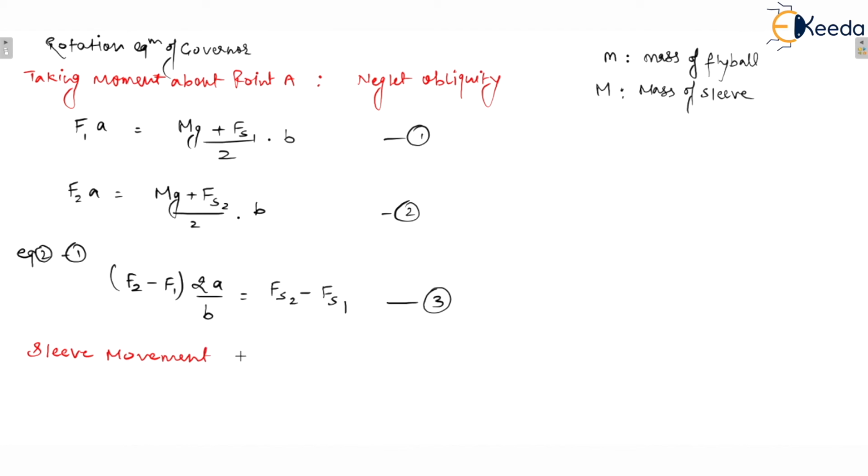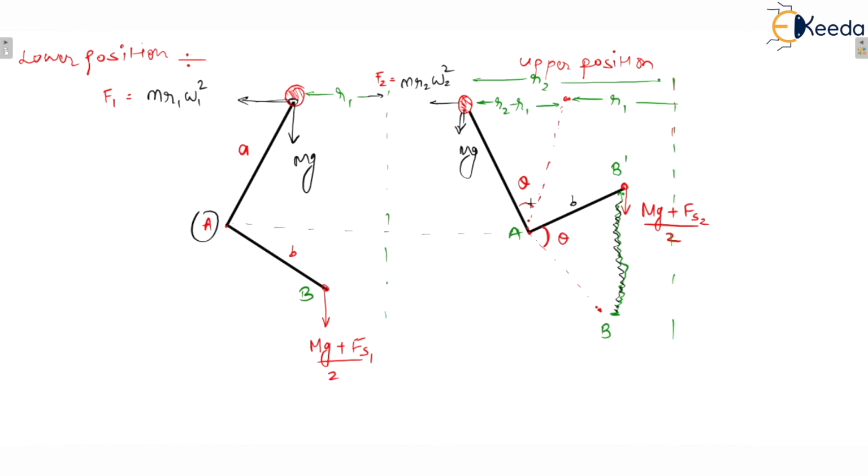What would be the sleeve moment? This is nothing but BB dash, which is equal to b into theta. Can I replace the value of theta? How can I replace it? See, this is your theta and this is the length a, and we can say that theta would be (r2 minus r1) upon a. Yes or no? We can write BB dash is equal to b into theta.